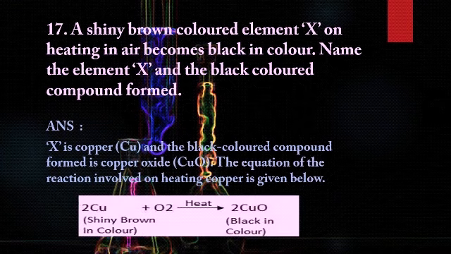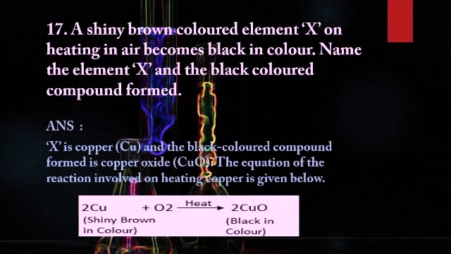The equation is 2Cu plus O2 in the presence of heat gives 2CuO. Here in the example you can see it is written under Cu that it is shiny brown in color, and it reacts with oxygen and gives 2CuO which is black in color.